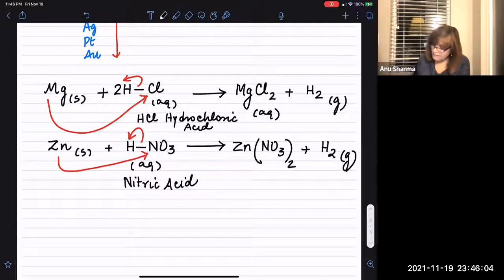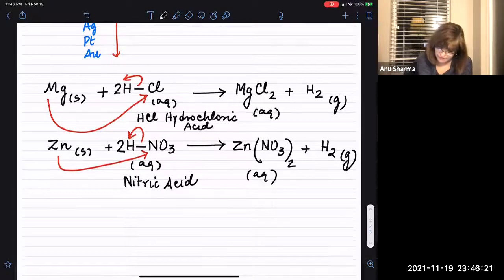Balancing, that's what you have. The 2 applies to the hydrogen, so that's why it's H2. The 2 applies to the nitrates, that's why it's NO3 whole twice. This is also soluble in water. So this is one reaction.